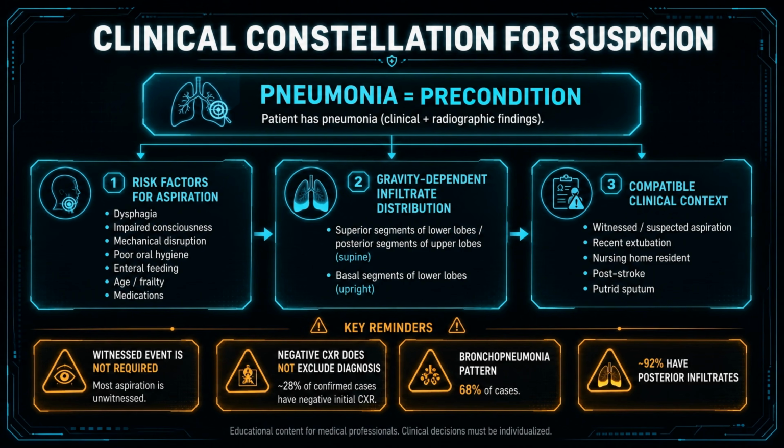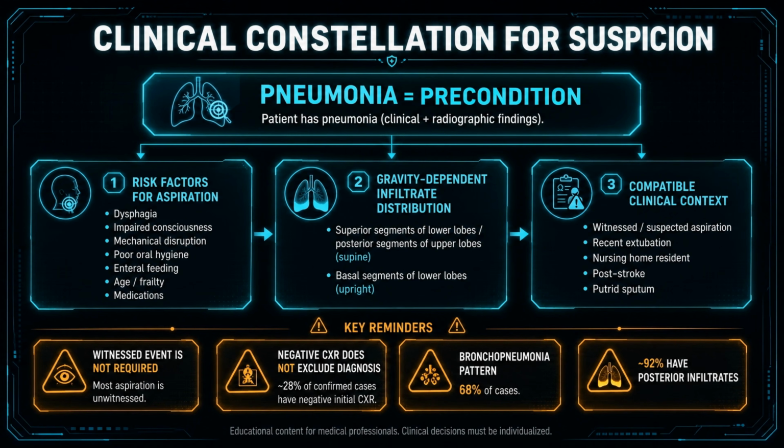How do we recognize aspiration pneumonia? It's not about mandatory criteria. It's about a clinical constellation. The precondition is that the patient actually has pneumonia, meaning clinical and radiographic findings are present. Once pneumonia is established, you should suspect an aspiration etiology when one or more of the following are present. First, risk factors for aspiration, which we just discussed. The presence of multiple risk factors significantly increases the likelihood.